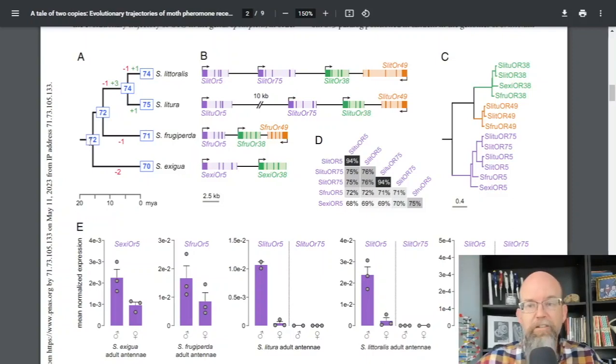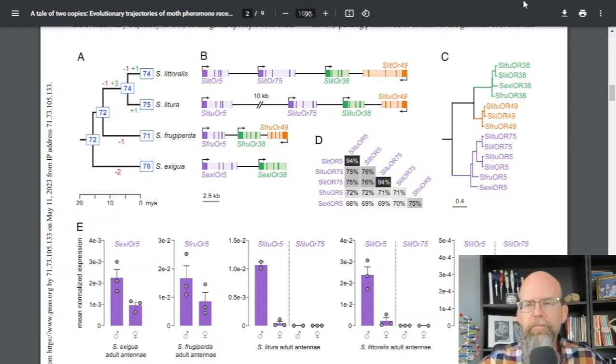Not very many changes, but they've had a couple changes, a couple new mutations. And that's why they all are very similar to each other today, even though they're in four different species and they appear to all share a common ancestor. So that's a gene tree is what we're looking at. Rather than a species tree, it's a gene tree. But the gene tree is telling you the same thing that the species tree is telling you.